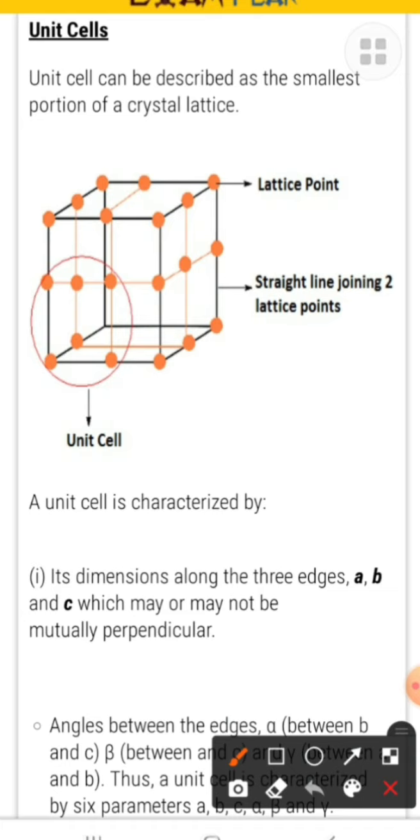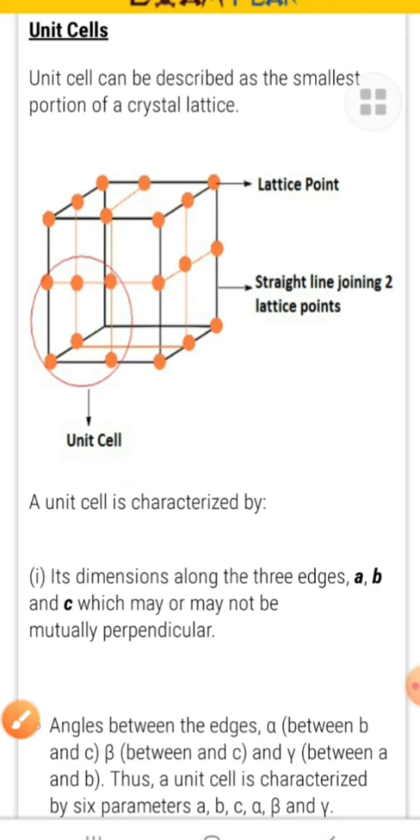A unit cell is characterized by its dimensions along three edges, a, b and c, which may or may not be mutually perpendicular, and by the angles between the three edges a, b and c. So the unit cell is characterized by six parameters: a, b, c, alpha, beta and gamma.